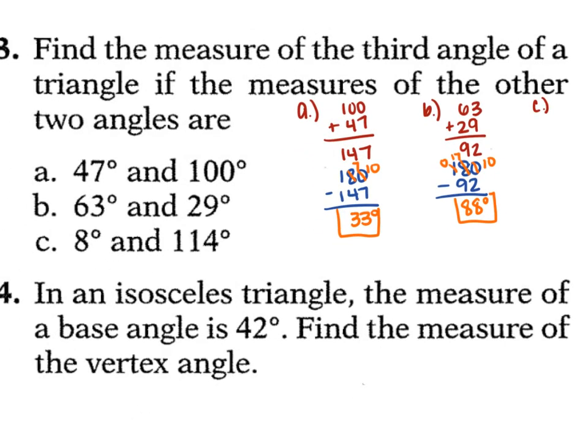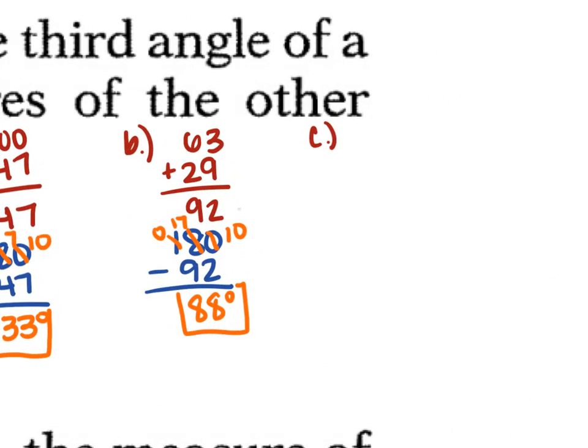For C, they give us 8 and 114. So 114 plus 8 gives us 122 degrees. We are going to take that and subtract it from 180. The 0 becomes a 10, making the 8 a 7, so that leaves us with 58 degrees.